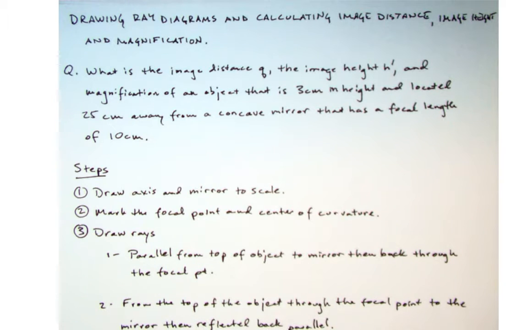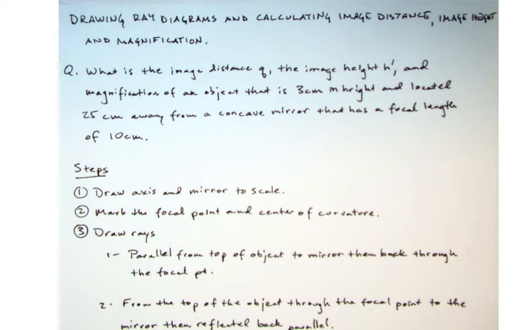Okay, physics students, we are going to begin to learn how to draw ray diagrams and then calculate image distance, image height, and magnification for objects that are in front of concave mirrors. And so we're going to start with the problem here: what's the image distance q, the image height h prime, and the magnification of an object that is 3 centimeters in height and located 25 centimeters away from a concave mirror that has a focal length of 10 centimeters.